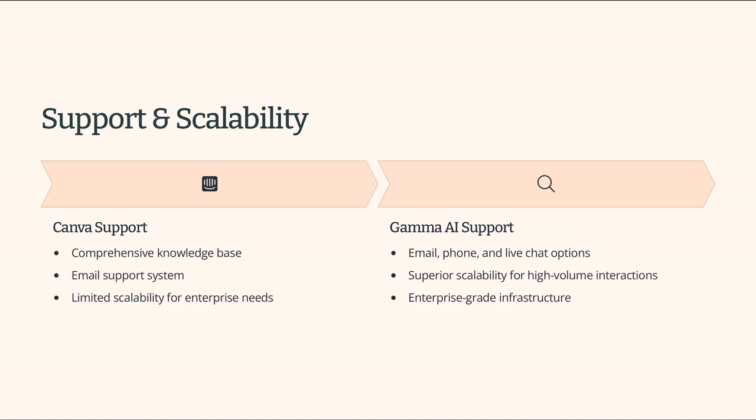Both Canva and Gamma AI offer reliable customer support. Canva provides a comprehensive knowledge base and email support, while Gamma AI offers email, phone, and live chat support. In terms of scalability, Gamma AI stands out with its ability to handle a large number of interactions simultaneously.